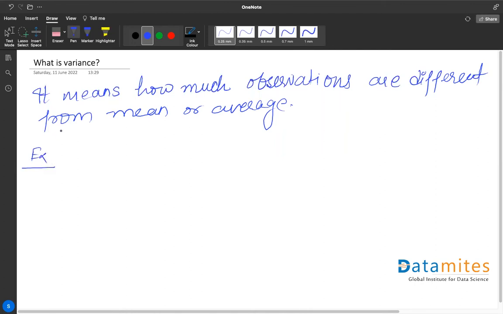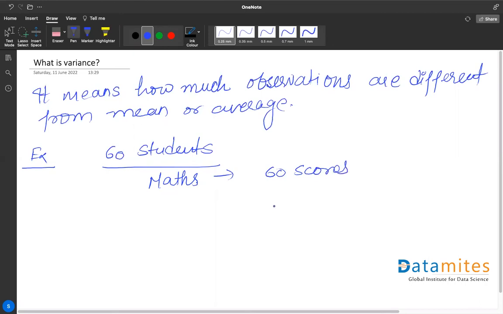If the interviewer asks you to explain variance, you can give an example. Let's say in a college, there are 60 students in a given batch, and they have written an exam on maths. So 60 scores will be there, and the maximum score, basically the limit here, is 100. So each of the 60 students will score some marks here.